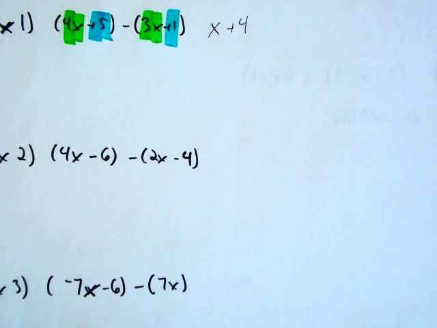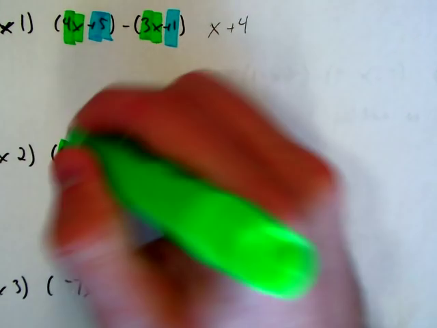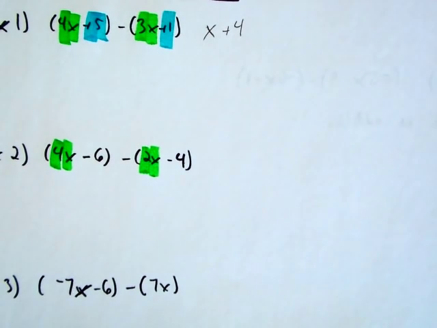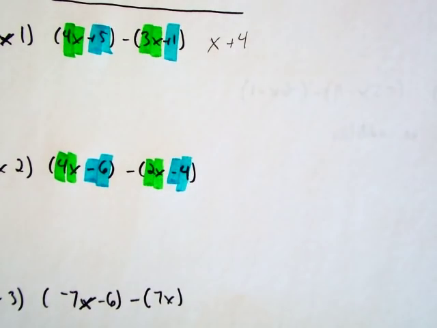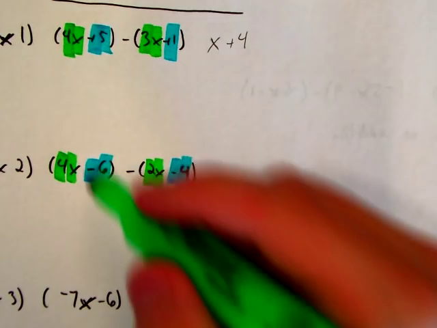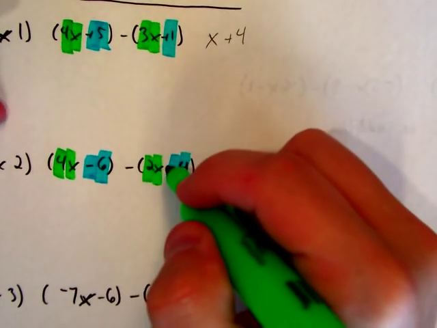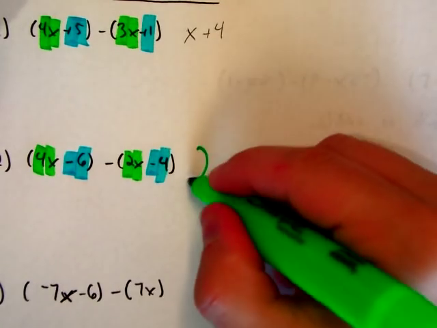Next example, example 2. Same thing. Let's highlight our like terms. We have 4x and 2x, and we have a negative 6 and a negative 4. Subtract 4x minus 2x is 2x.